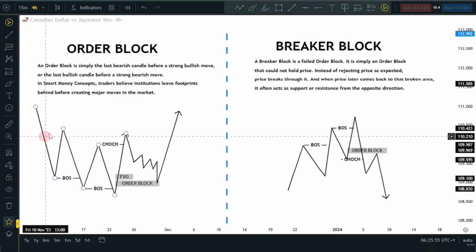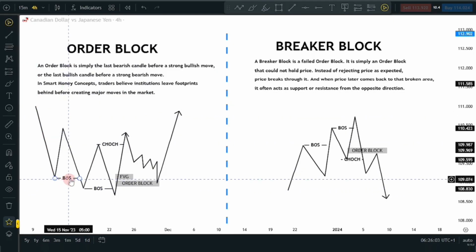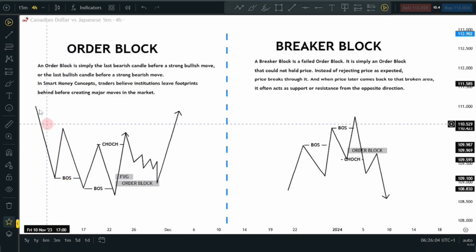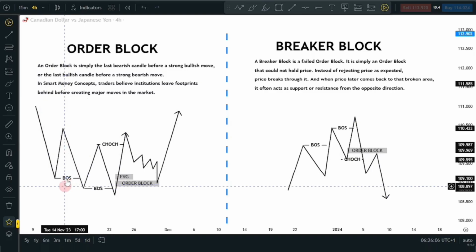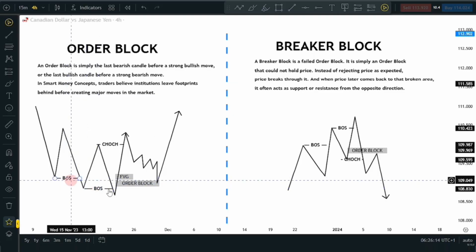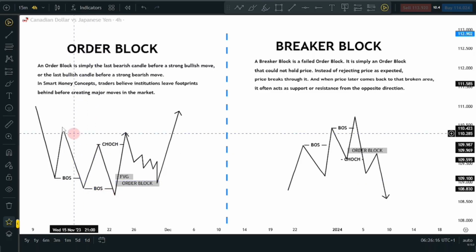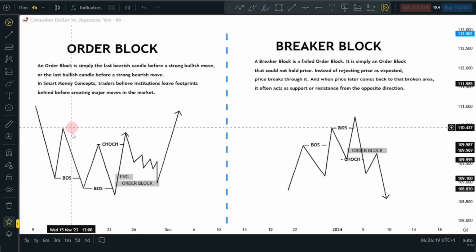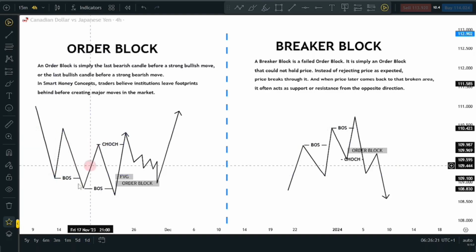Whenever the market is trending, you want to see the market breaking structure. As you can see, this is a downtrend, which means sellers are currently in control of the market. The market is breaking structure to the downside. It's forming a new break of structure, and here we have lower high, lower low, lower high, lower low.